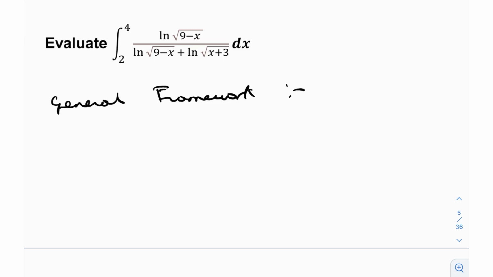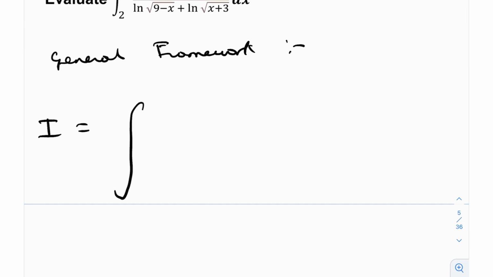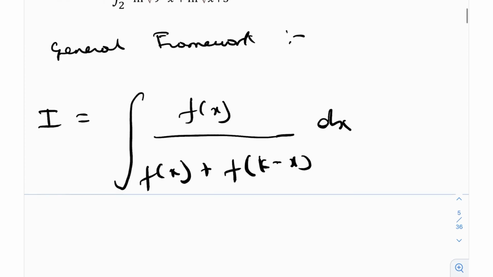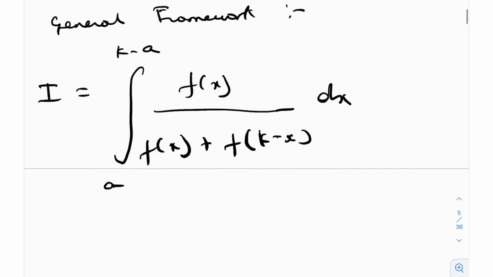So let's say we have an integral I, and that integral is such that we need to integrate f of x divided by f of x plus f of k minus x dx, and it's a definite integral, so the limits are from a to k minus a. This is in a way a general integral in terms of the function f. So the question is, what is the value of I? Does this I have any particular value in terms of k and a? Because k and a will obviously be constants. If I can find I in terms of k and a, that'll be great.